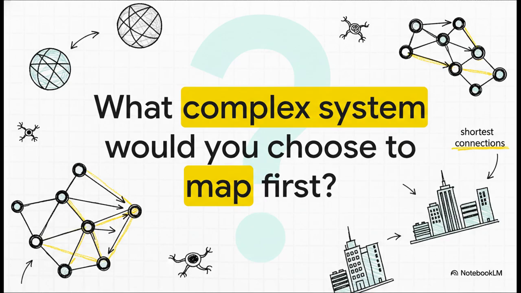That's the Floyd-Warshall algorithm. A beautifully simple idea that solves an incredibly complex and massive problem. And it kind of leaves us with one final big question. Now that you have a tool that can find the shortest path between everything and everything else, what complex real-world system would you want to map out first?